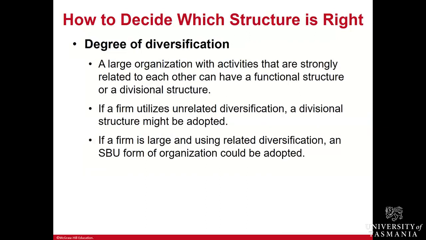As I said, in the strategic business unit model, if a company is not that large or global, a strategic business unit can be a little bit costly. That's why considering the size of the international business is very important. And degree of diversification: a large organization with activities that are strongly related to each other can have a functional structure or divisional structure. If a firm utilizes unrelated diversification, a divisional structure might be adopted. If a firm is large and using related diversification, a strategic business unit form of organization could be adopted.